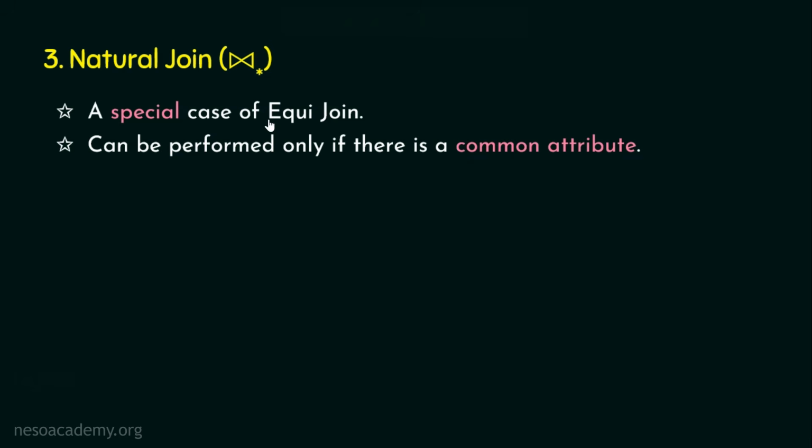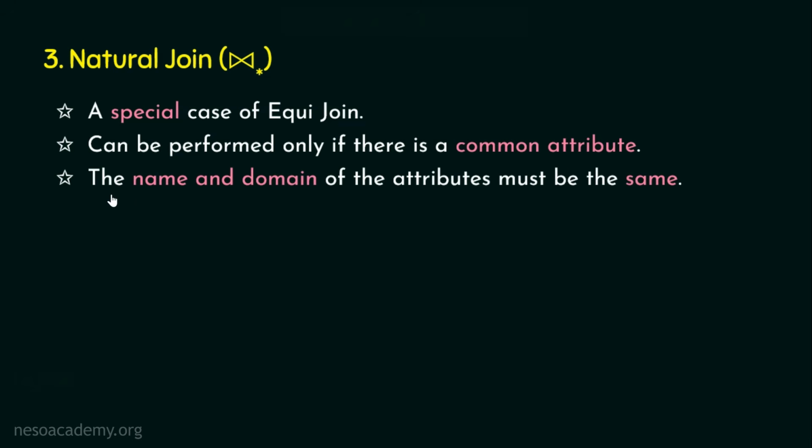Obviously, it's going to use what? Equi join only. So the condition is going to be equal to only, but we are not going to say which attribute of which table should be equal to which attribute of the other table. And that is why this is a special case of equi join. So basically, the name and domain of the attributes must be the same. For example, if you are comparing the student ID of S1 relation, there should always be a student ID in the R1 relation, and at the same time, the domain should be the same.